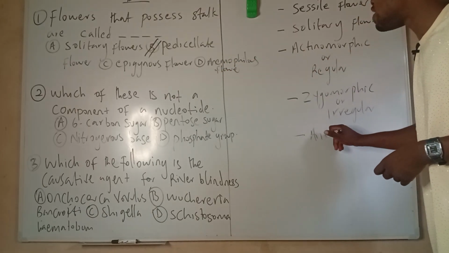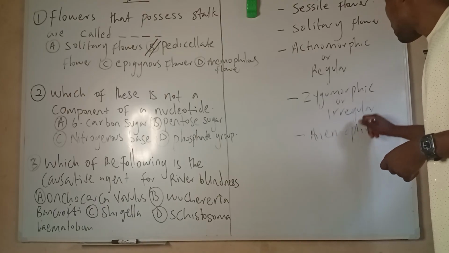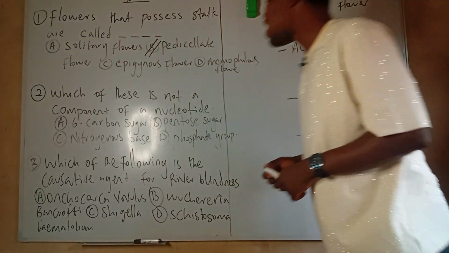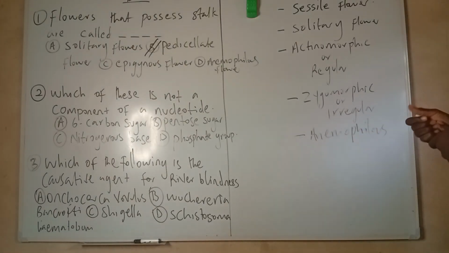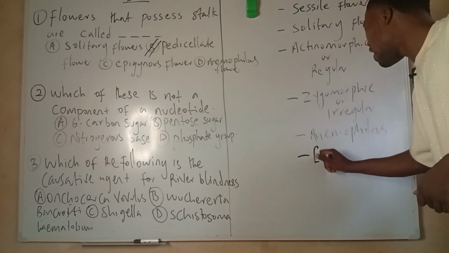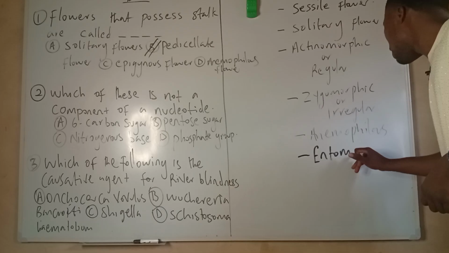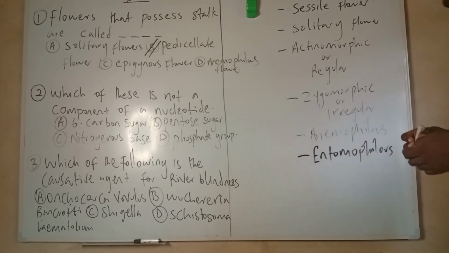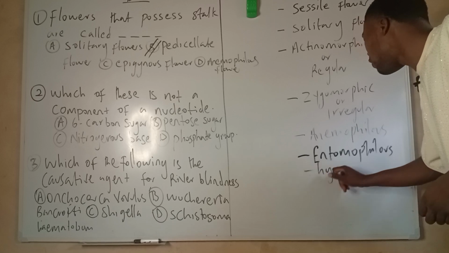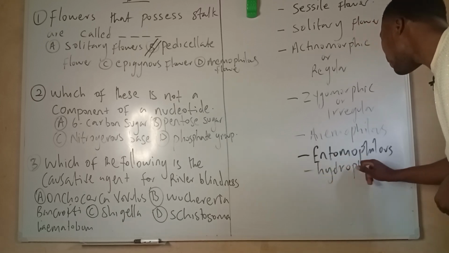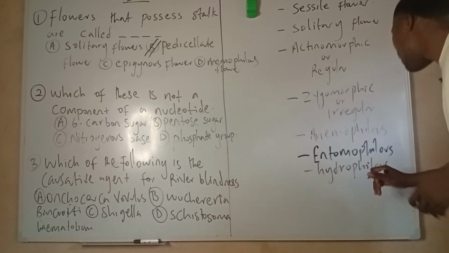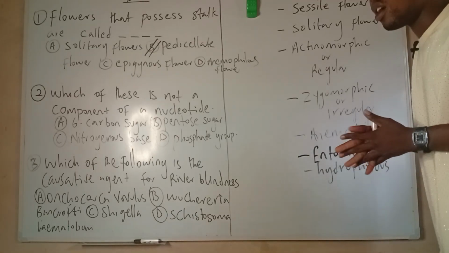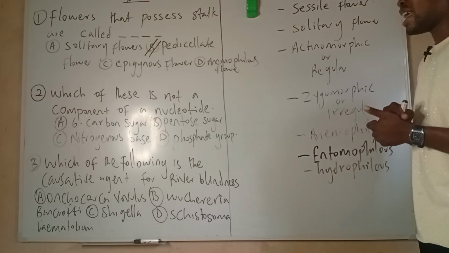Anemophilous flowers are flowers pollinated by wind. So flowers pollinated by wind are said to be anemophilous. We have entomophilous flowers, which are flowers pollinated by insects. We have hydrophilous flowers, which are flowers pollinated by water. Then there are zoophilous flowers. They are flowers pollinated by animals such as birds.